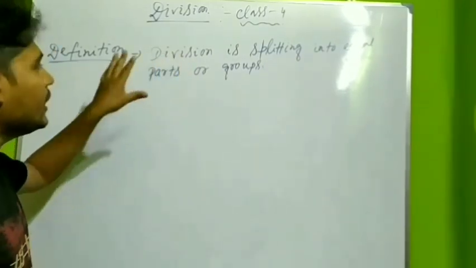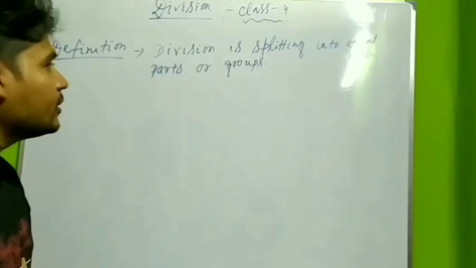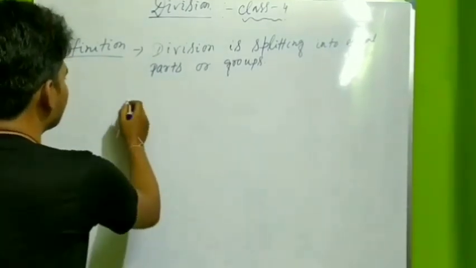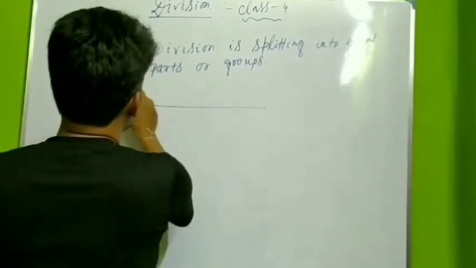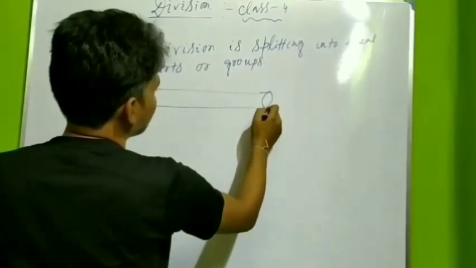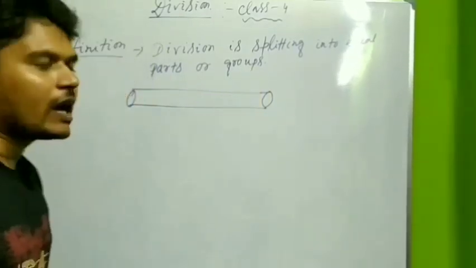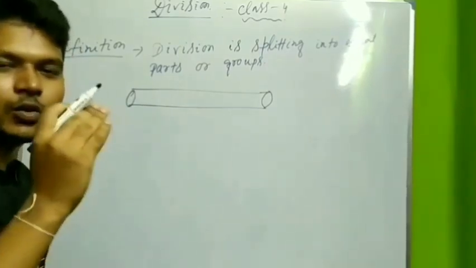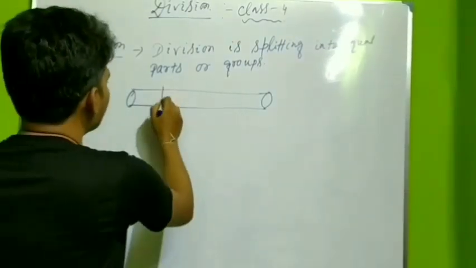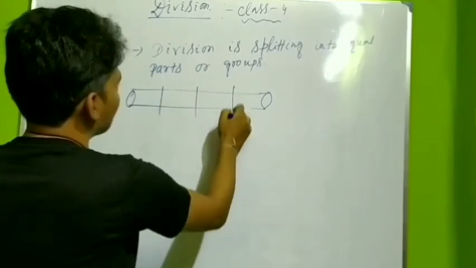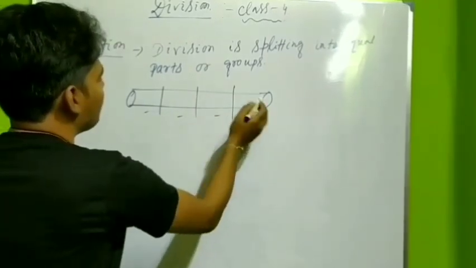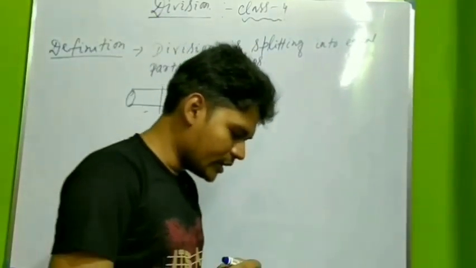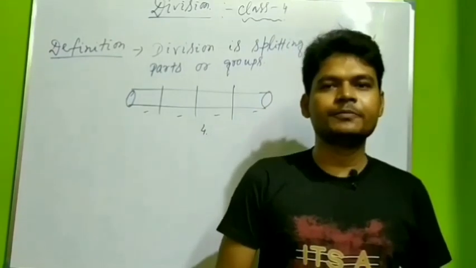So if there is a large number and we want to split it into equal parts, such that if there is an iron rod and we want to divide or split it into equal parts, then we have to divide this. Okay, so we get 4 equal parts. That is called division.